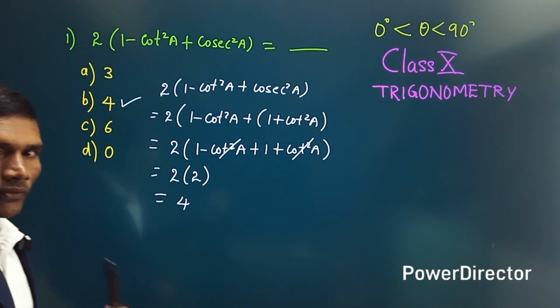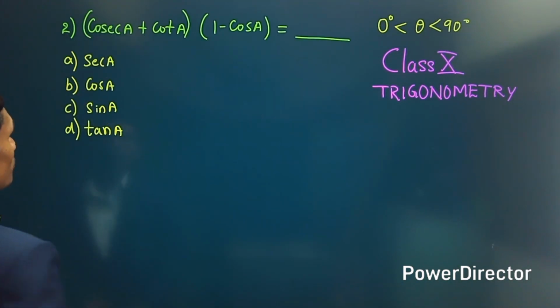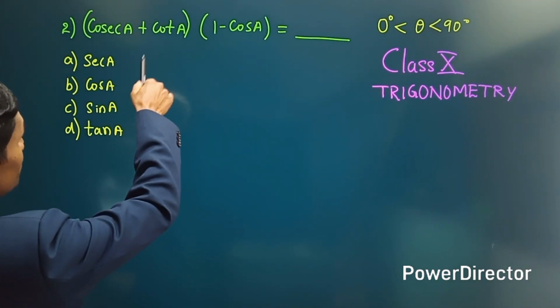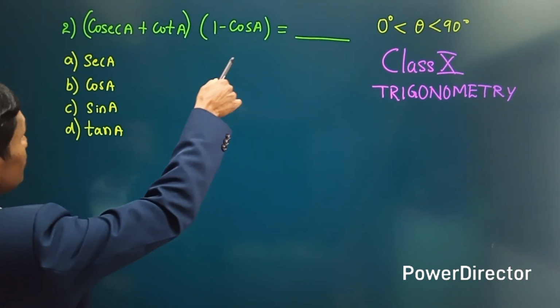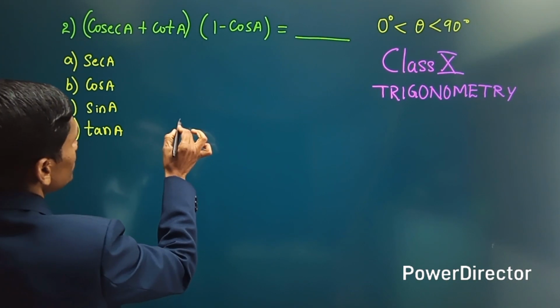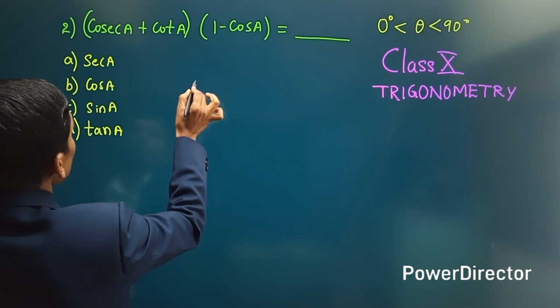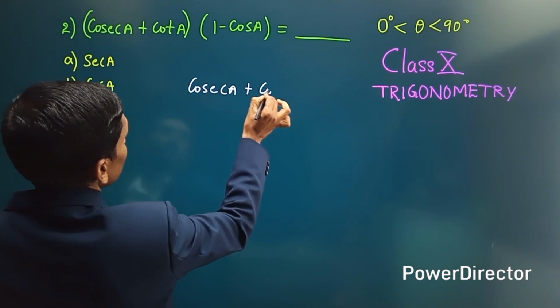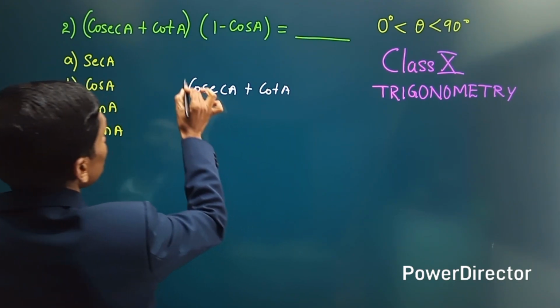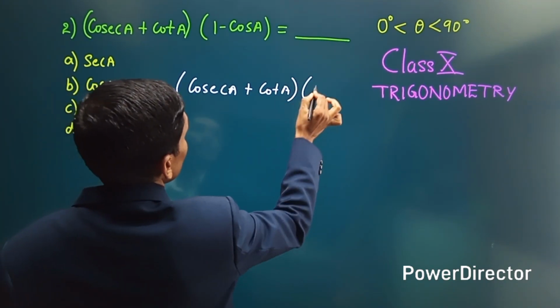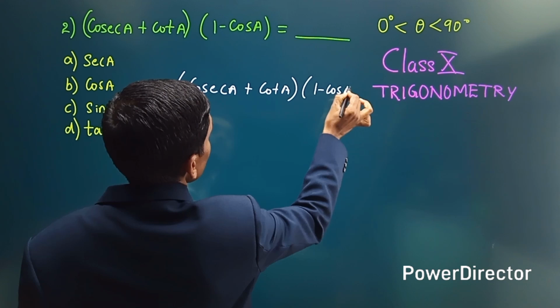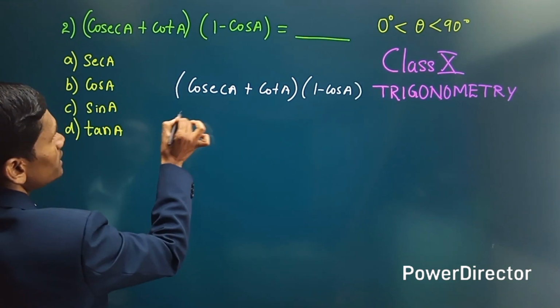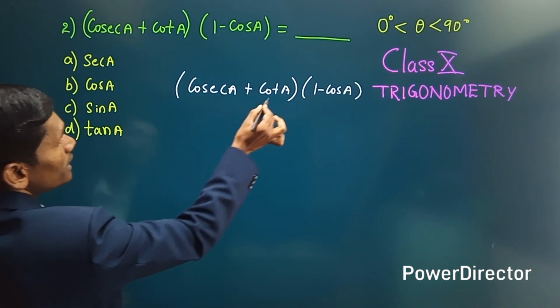Okay. Now let us go ahead with the second problem. So (cosec A plus cot A) into (1 minus cos A) is equal to what? How do you do this? Just take the problem, that is cosec A plus cot A, into 1 minus cos A. Let us take this as cosec A; can you write here cot A is given?